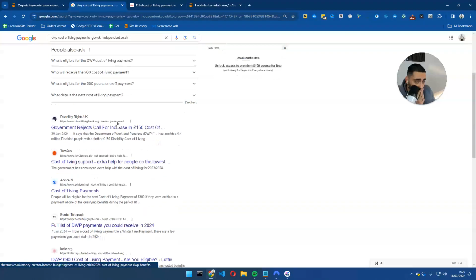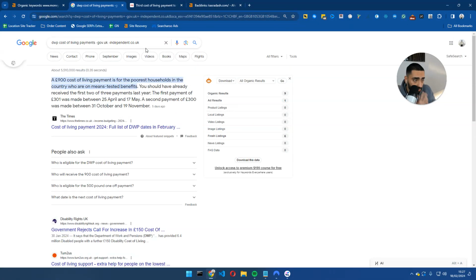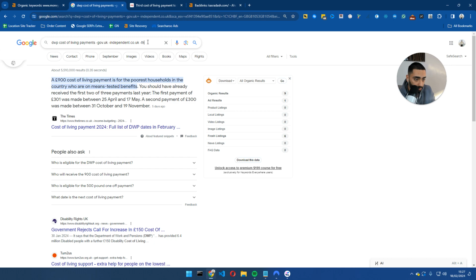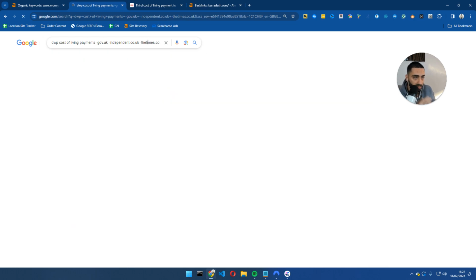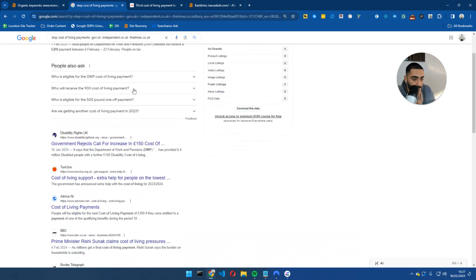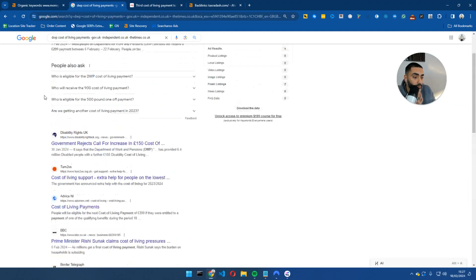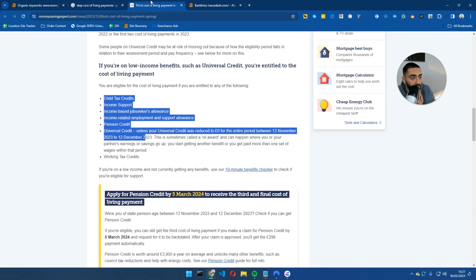Then it's the Times, cost of living payments, and again, they have from 25th of April to 17th of May. I'm seeing this more and more in all of these featured snippets that we're looking at, so that's another indicator that we don't actually have that on our page. So for whatever reason, they haven't got the actual dates on the page.